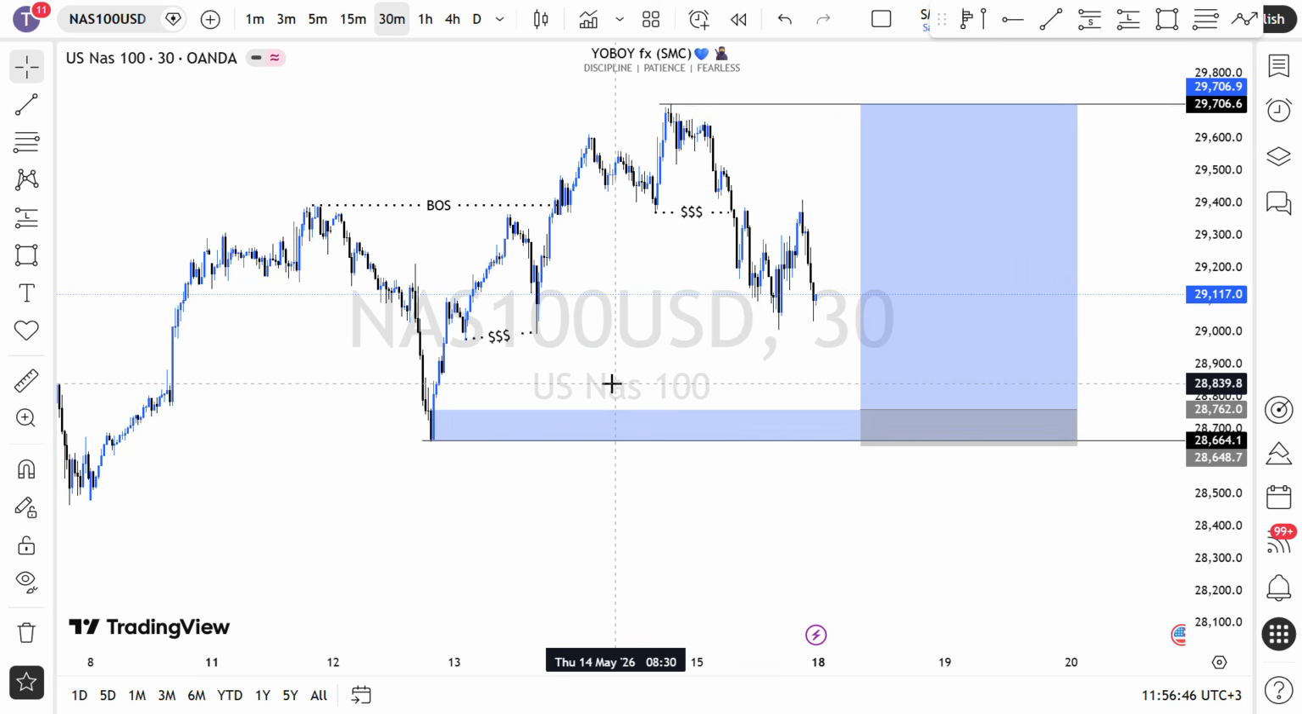Price might also tap into this order block here and react from there, but it only depends on where you have the change of character.